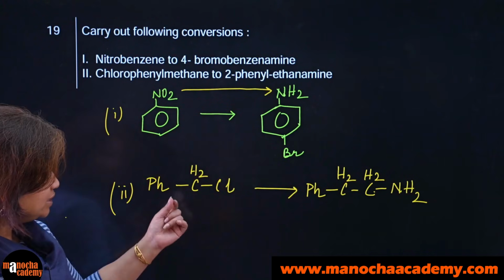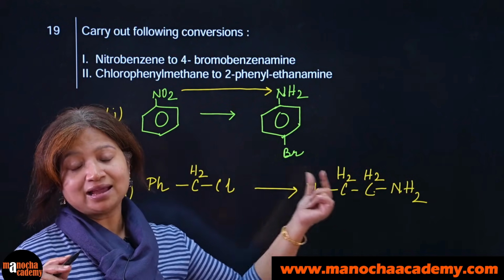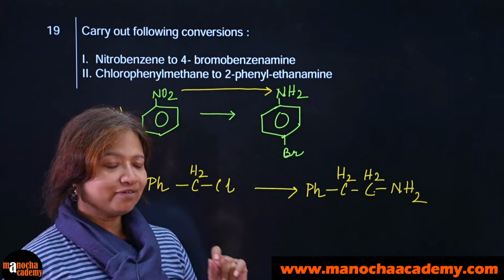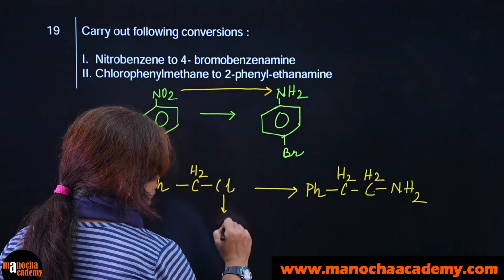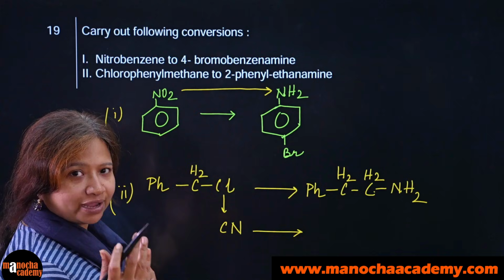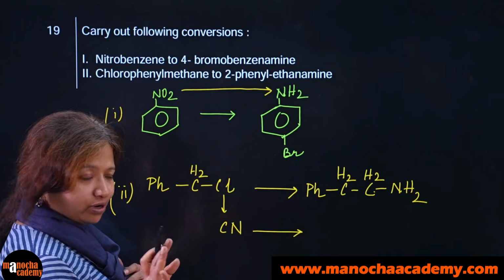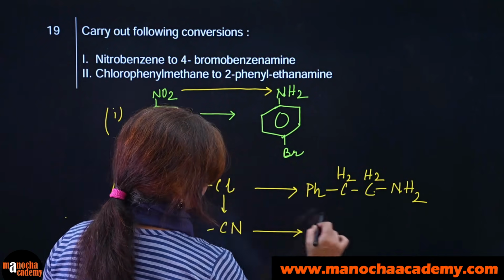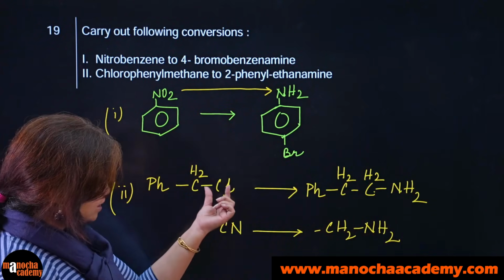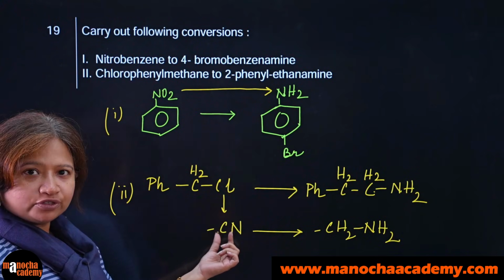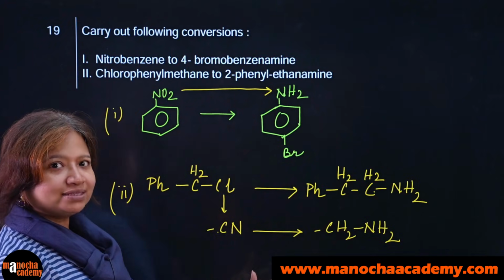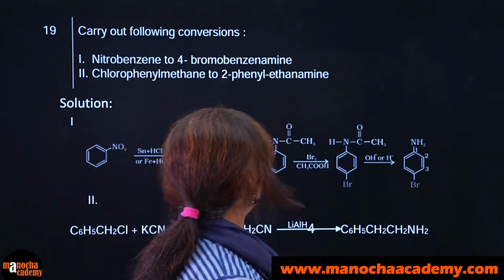Now, here you can see 1 carbon atom has increased, and that increase in carbon atom we can do by introducing a CN group. Why do we know that? Because from Cl you get CN, and CN when you reduce with hydrogen palladium or lithium aluminum hydride, you can use these 2 reducing agents, not all, then CN gets converted to CH2NH2. So you can see this Cl is getting converted to CN, so 1 carbon is already added here, and that carbon is getting converted to a CH2 group. So keeping this in mind, we look at the solution. Let's see how they have done it.